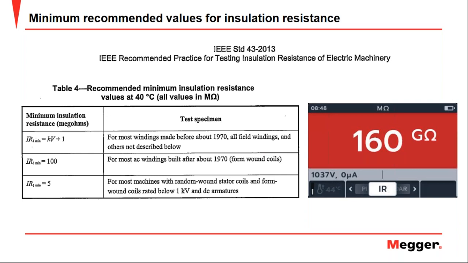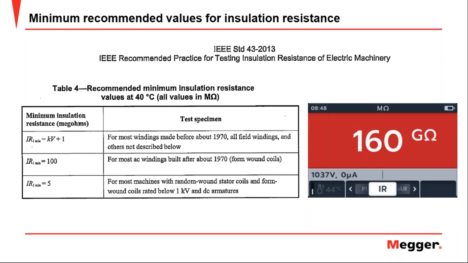So we have three categories here. The first, the winding made before 1970. For those motors, the minimum insulation resistance value is given by the mathematical expression that you can see in the table: kV plus 1. You have to take the nameplate voltage, convert it to kV, and put it into the formula, and you have the minimal value for the insulation resistance for that motor.